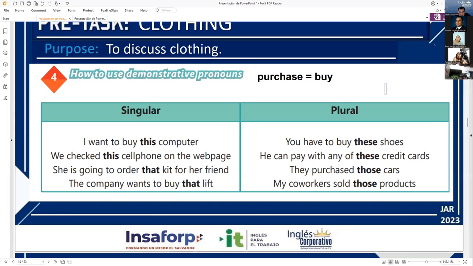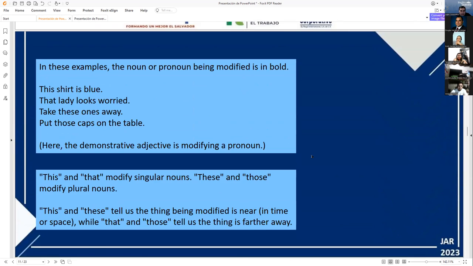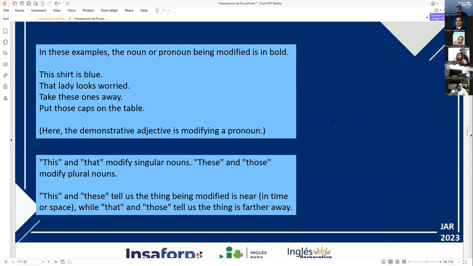Okay. These are the words that we are studying. This, that, these, those. In a moment, I'm going to explain what they are. Some examples first. In these examples, the noun or pronoun being modified is in bold. This shirt is blue. That lady looks worried. Take these ones away. I don't want them. Put those caps on the table.